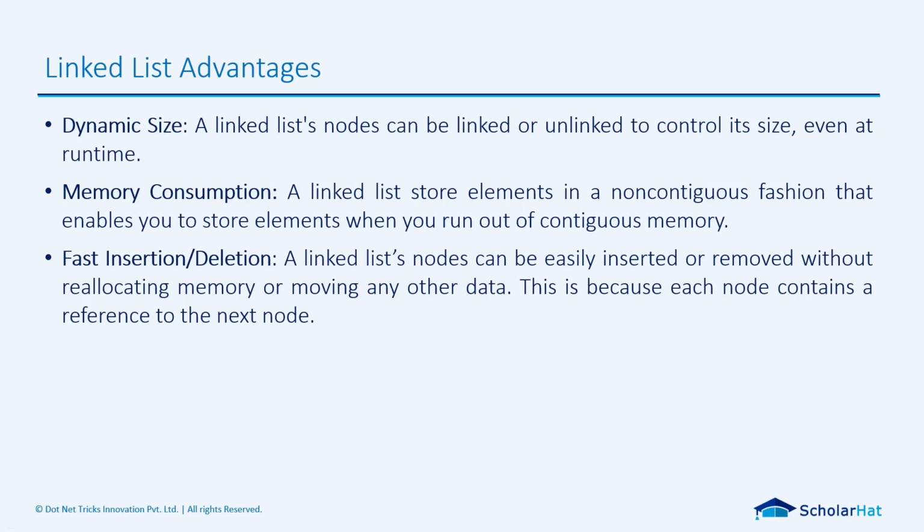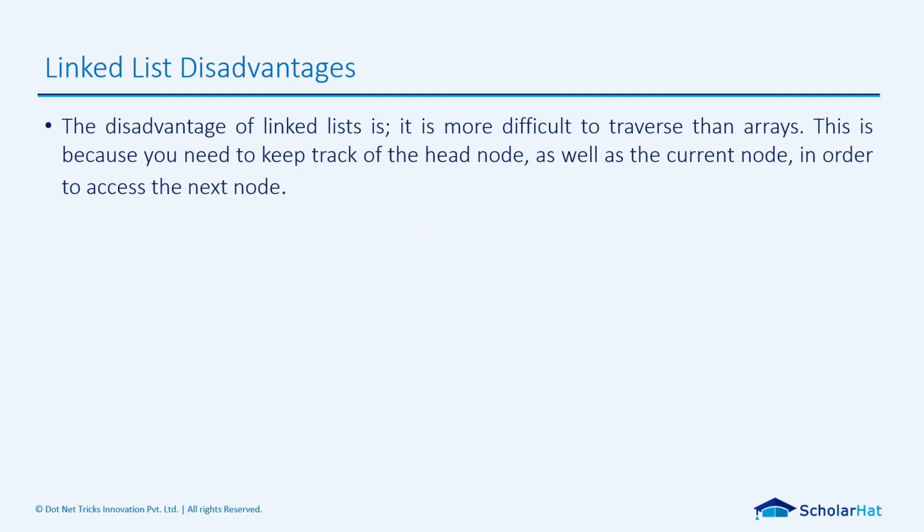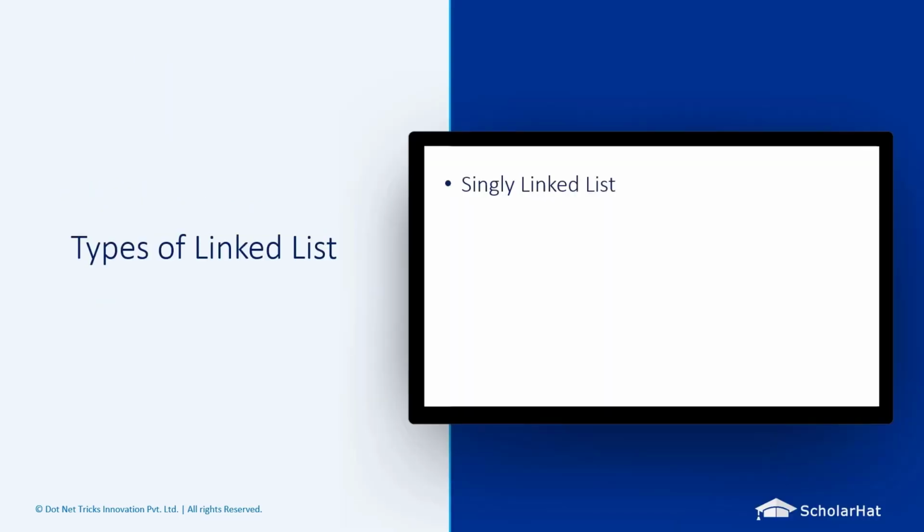So what are the disadvantages of a linked list? The disadvantage is that it is more difficult to traverse than an array. This is because you need to keep track of the head node as well as the current node in order to access the next node. Now, what are the types of linked lists? There are basically three types: circular linked list, doubly linked list, and singly linked list. Three linked lists are there, and we're going to talk about these three linked lists one by one in detail.